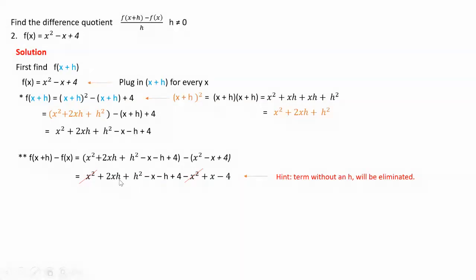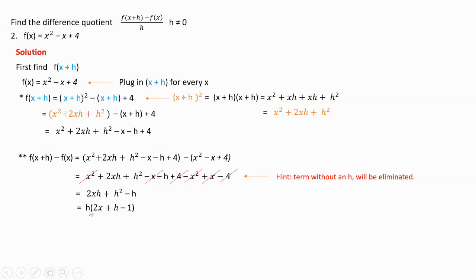Okay, now 2xh, right? There's no other term that has an xh, so that one stays. The x doesn't have an h, so negative x, and the x here on the right side is going to cancel also. And the 4s will also cancel because they don't have an h. When we combine like terms, they'll cancel. Like I mentioned with the hint, and this is what I tell my students, every term that doesn't have an h will be eliminated. And that's what happened here. Now what's left will be 2xh plus h squared minus h.